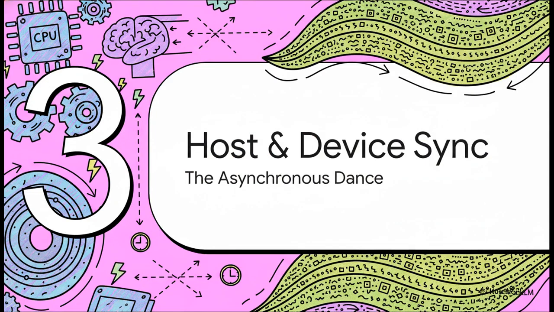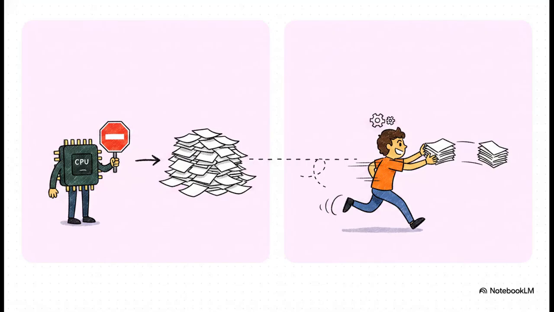Moving on to Section 3. Coordinating host and device, the asynchronous dance. Operating a CPU and a GPU together is essentially like managing two different brains. The CPU is synchronous and impatient, and it has to coordinate with the GPU, which is this massive asynchronous workhorse. Whenever you launch a kernel on the GPU, control actually returns to the CPU instantly. The CPU just keeps running while the GPU is off doing the heavy lifting.